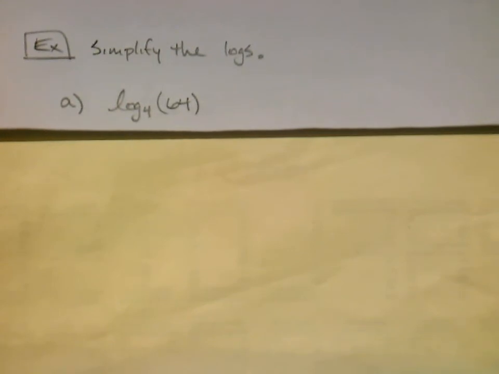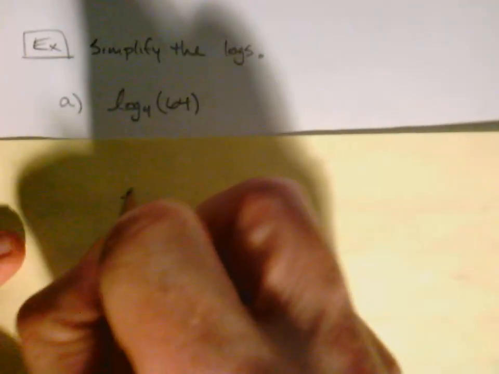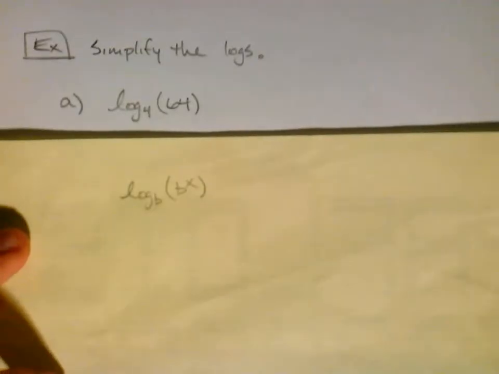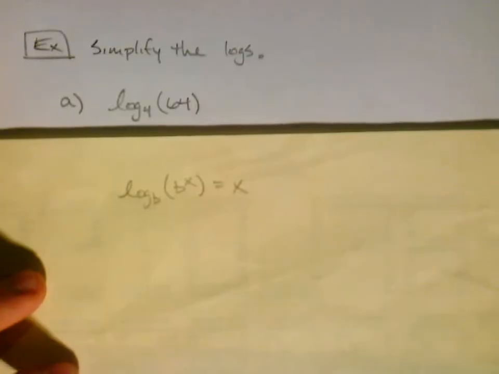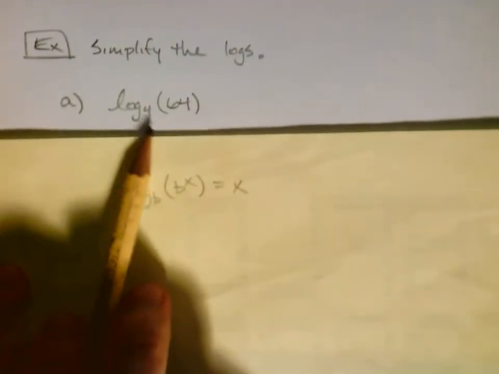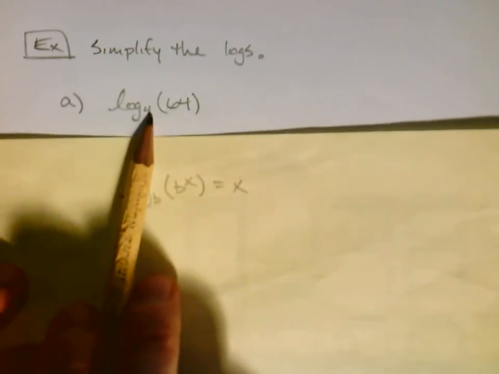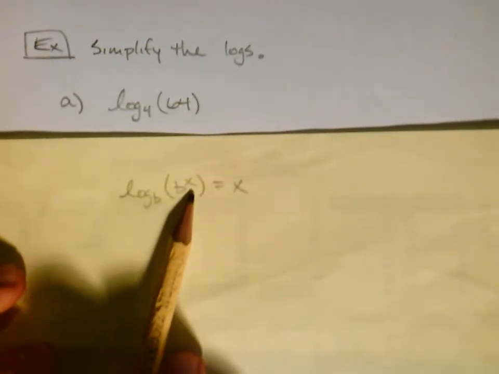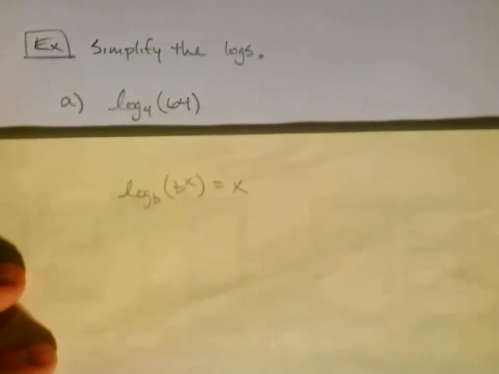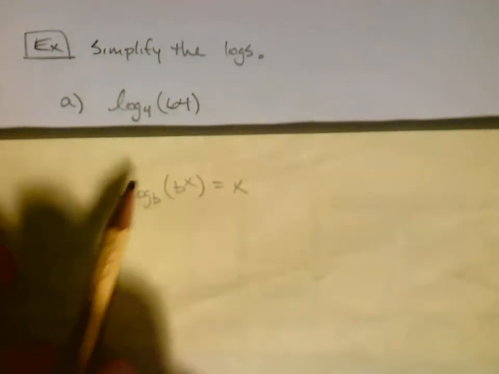So what we're going to do is think about that second property, okay? The log of b to the x with base b, and the property says that this equals x. So if we can, our base is 4, right? So if we can rewrite this with that same base, then our answer will just be whatever the exponent was. So here's what I mean.